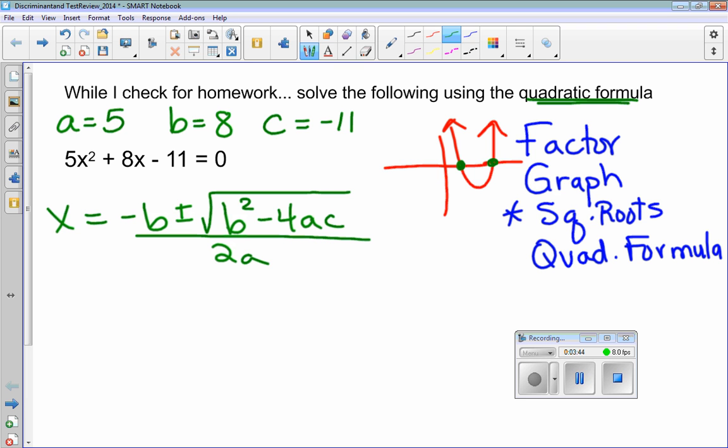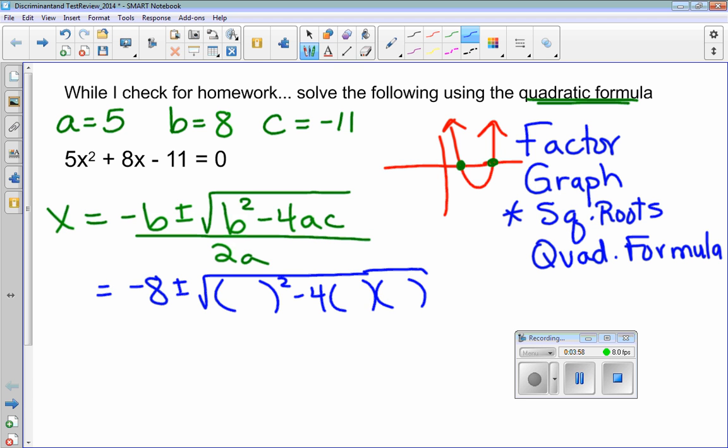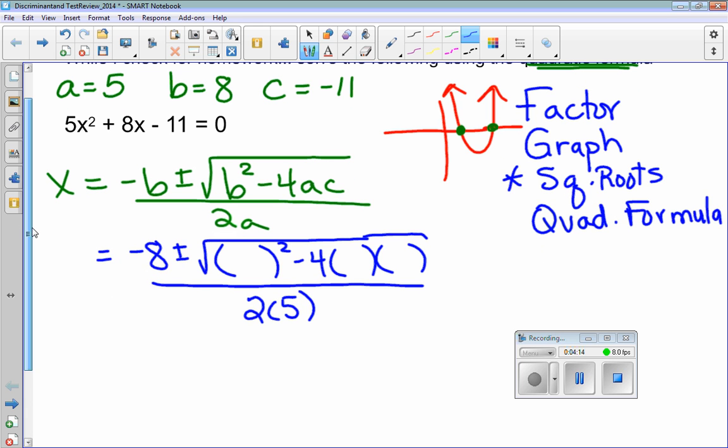Okay? So at this point, I'm going to plug in the numbers a, b, and c from the top. Negative b, negative 8, plus or minus the square root. I'm going to put parentheses where the a, the b, and the c go underneath the square root. We'll come back to that. And then I have all over 2a. I'm just plugging in what I need. It is very important that you put parentheses here. What goes in the parentheses? 8 squared, and then I have 4ac, all over 2a.